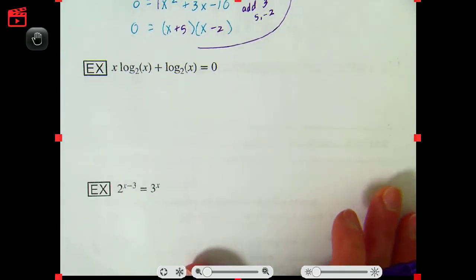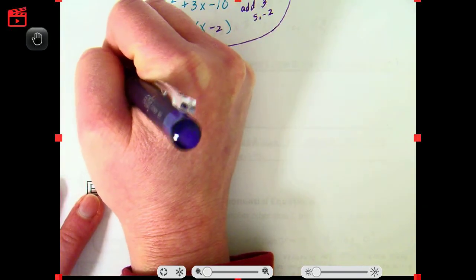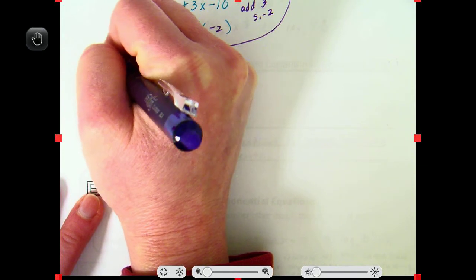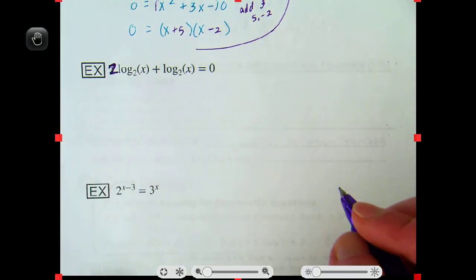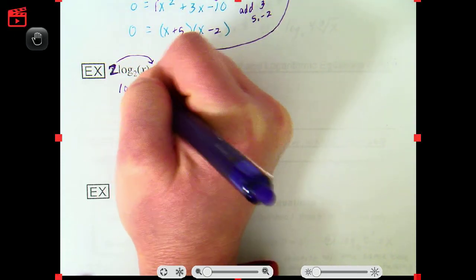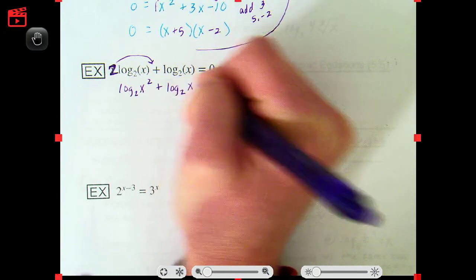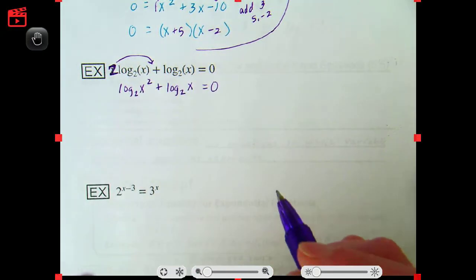Now this one does have a slight typo. Instead of this x, I actually want you to change it into a 2. And if it's fixed, then you don't have to worry about it, but it should be a 2. So that's going to move and become a power. So it'd be log base 2 of x squared plus log base 2 of x is equal to 0.